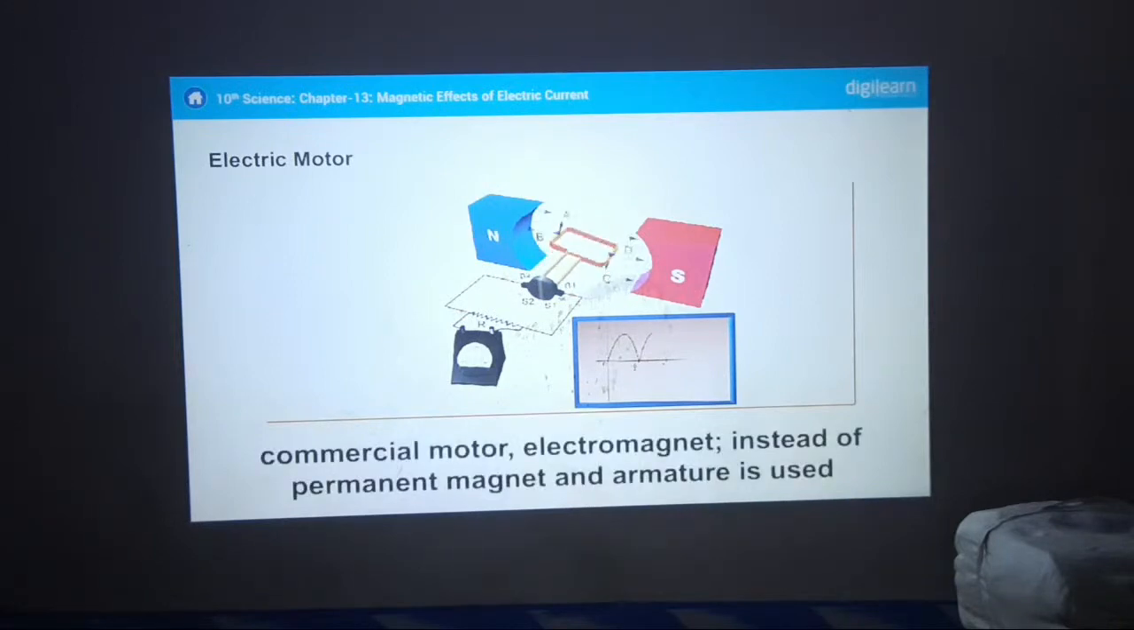In a commercial motor, an electromagnet is used instead of a permanent magnet, with an armature. An armature is a soft iron core with a large number of conducting wire turns over it. A large number of turns of conducting wire enhances the magnetic field produced by the armature.